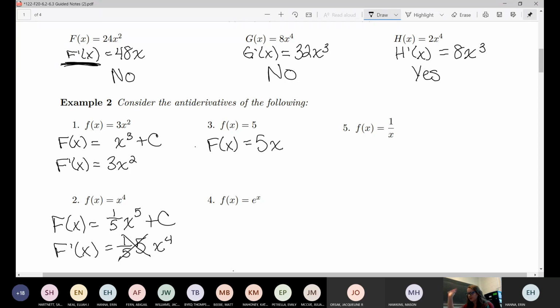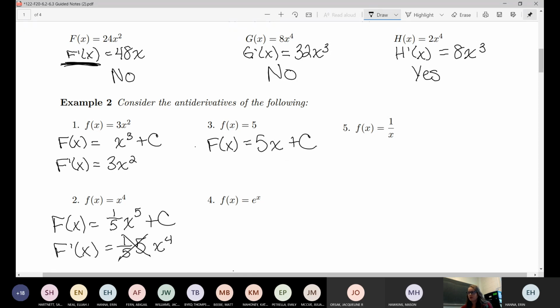And that'll be in our official rules. So, plus c on this one. But essentially the thing that gives me a derivative of 5 is 5x. Done that one.